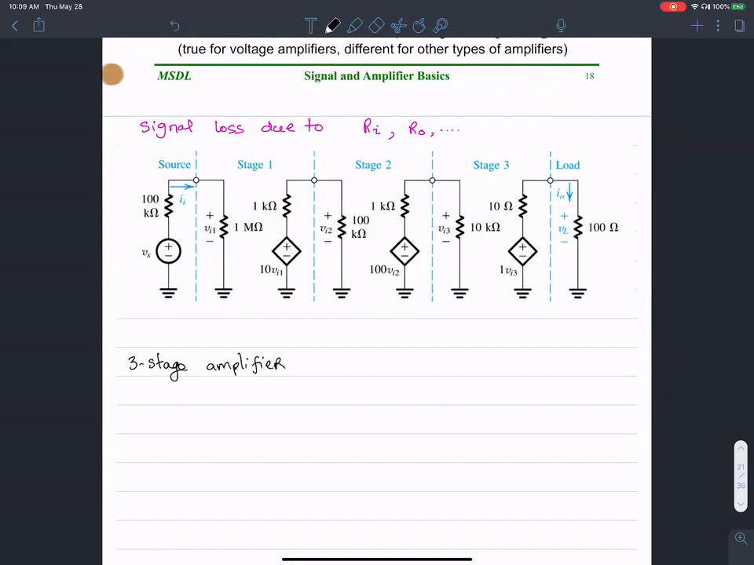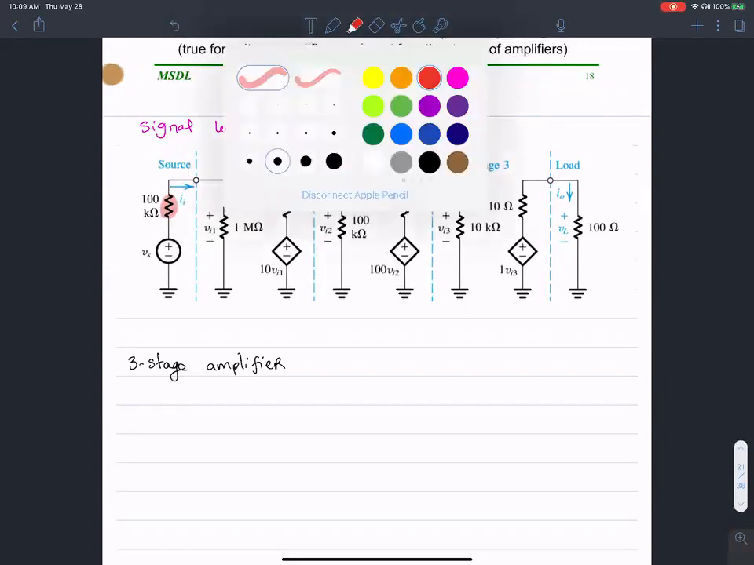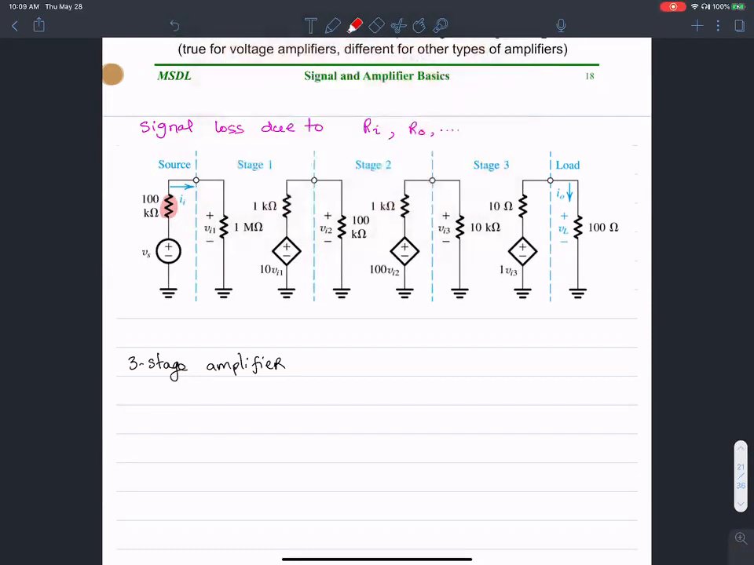Okay, and my contention, my claim is that some of these resistances, they contribute to signal loss. Okay, and I'm going to explain that. So there are four resistances that I highlighted here. And my claim is that each of these resistances contributes to the signal loss. Okay, that's my claim. Okay, this is a three-stage amplifier, and I'll break it down.